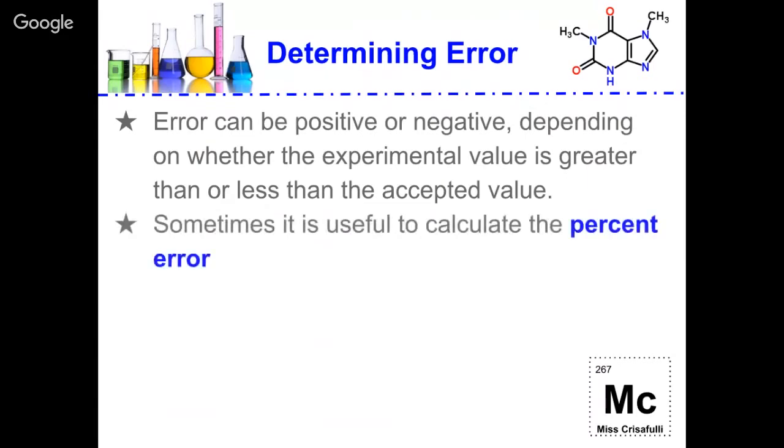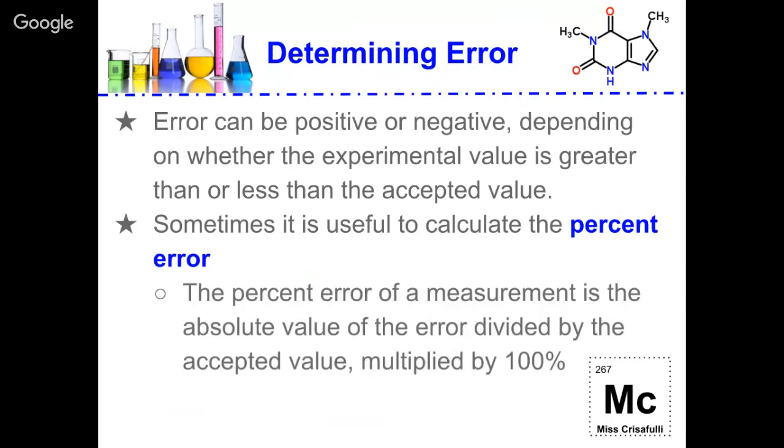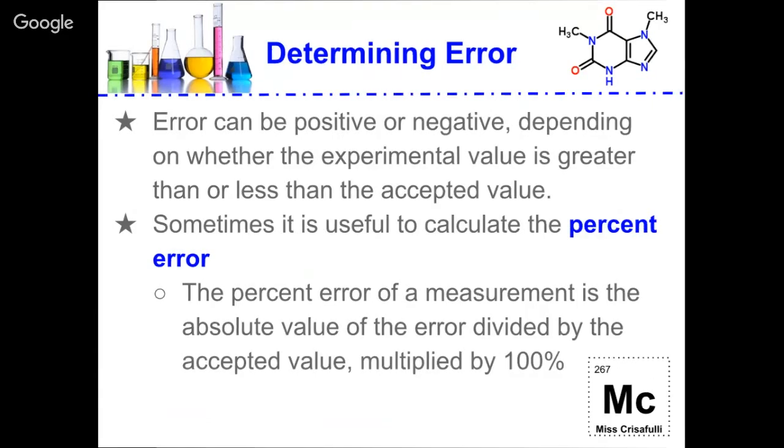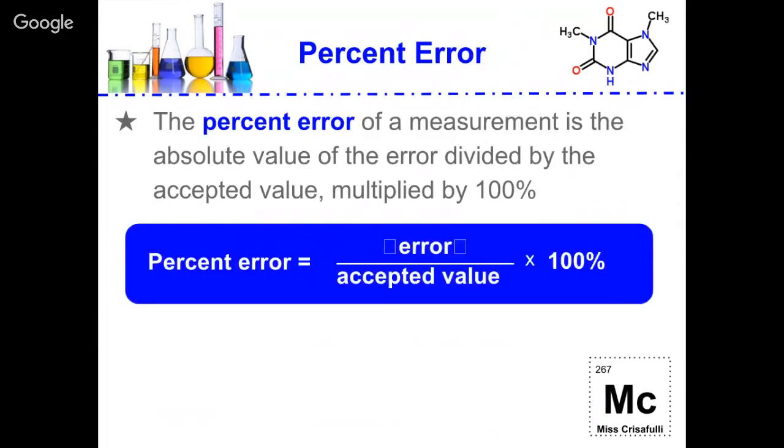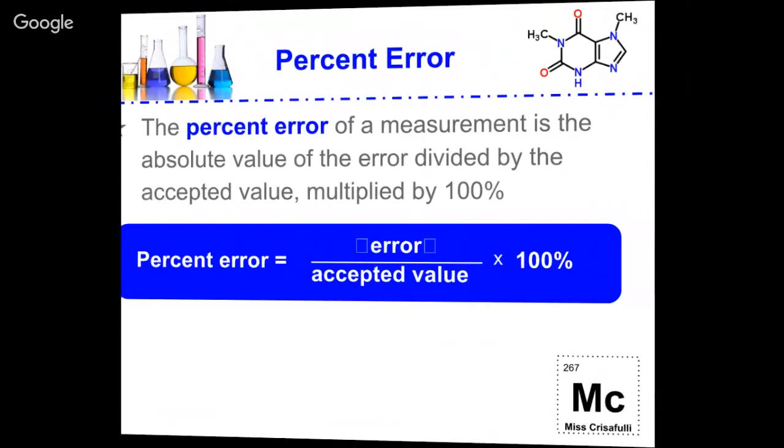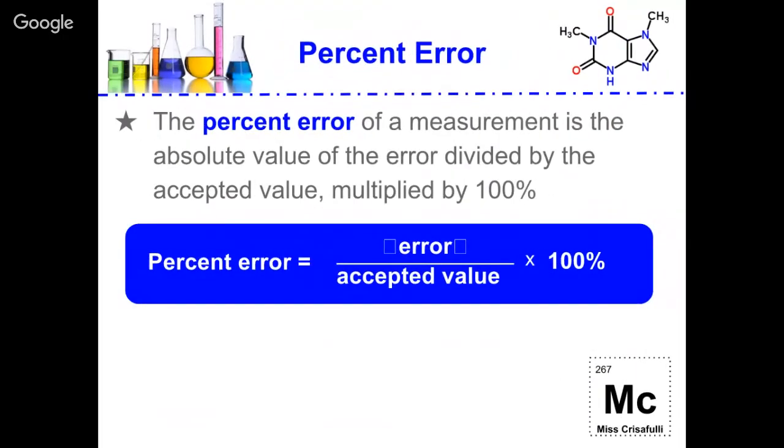Sometimes it is useful to calculate the percent error. The percent error is a measurement that is the absolute value of the error divided by the accepted value multiplied by 100. What is that? Well, don't worry. I have an equation for you. The equation looks like this. The percent error is the absolute value of the error divided by the accepted value times 100.